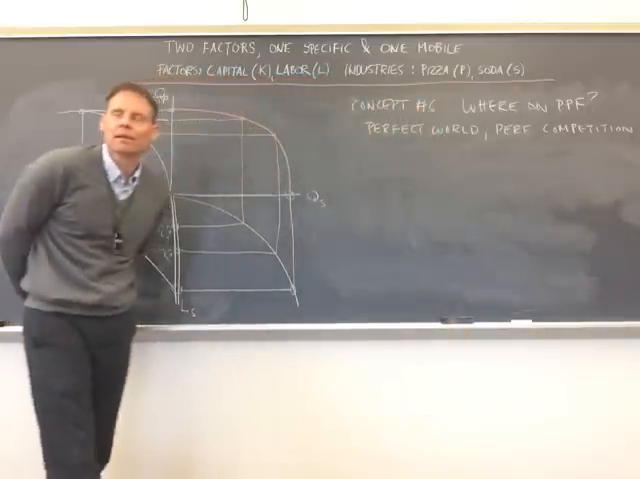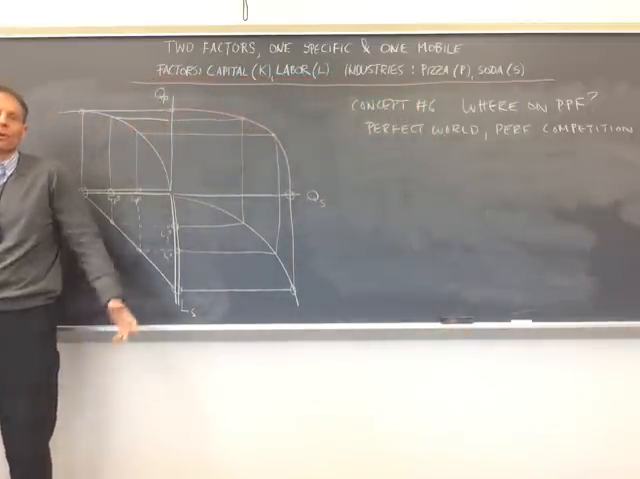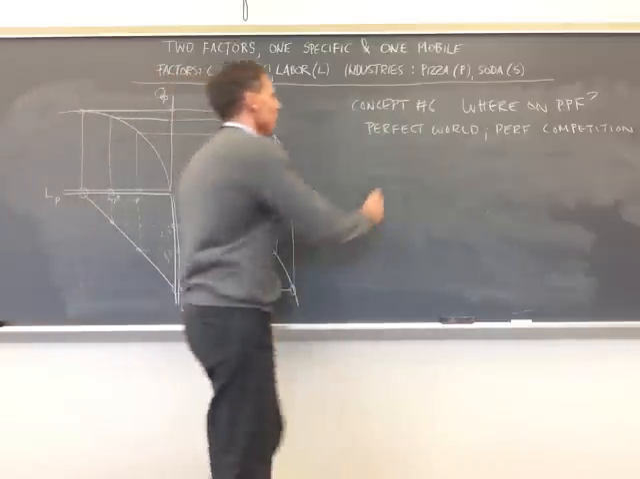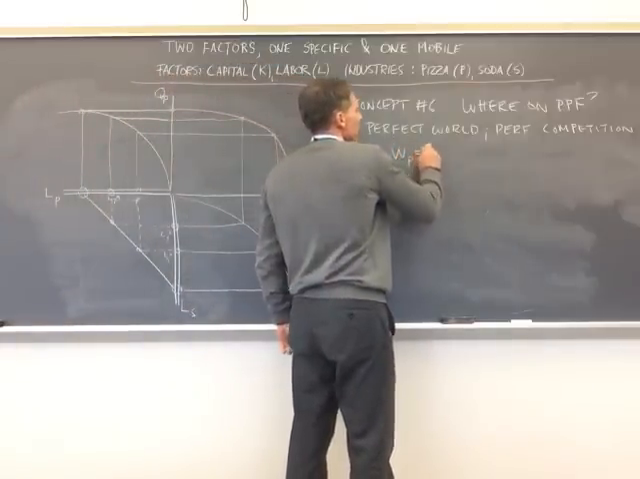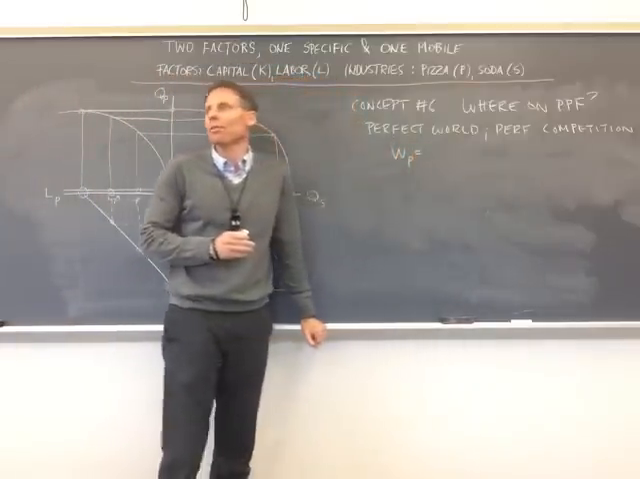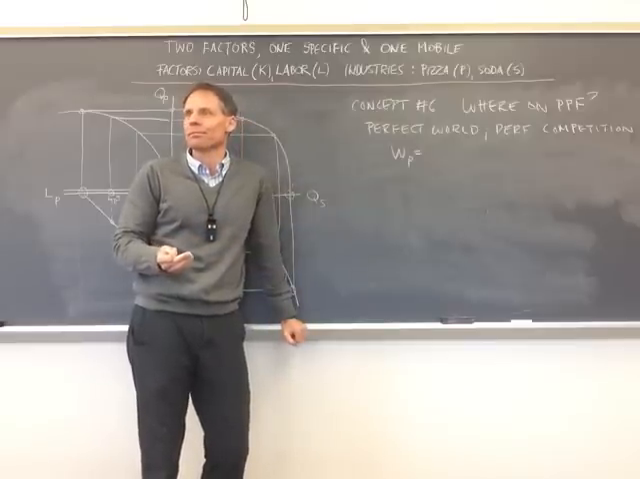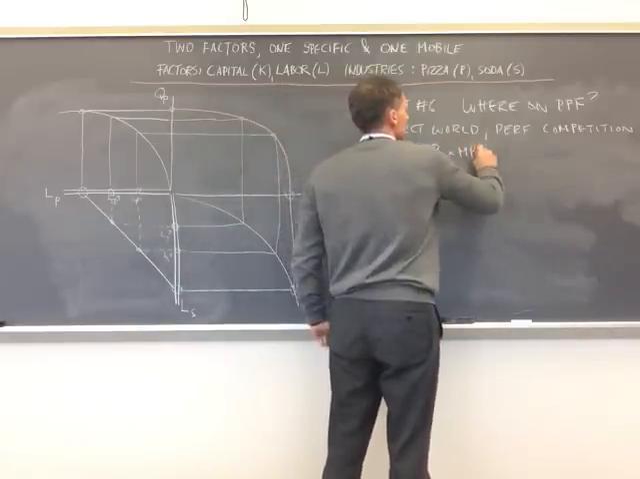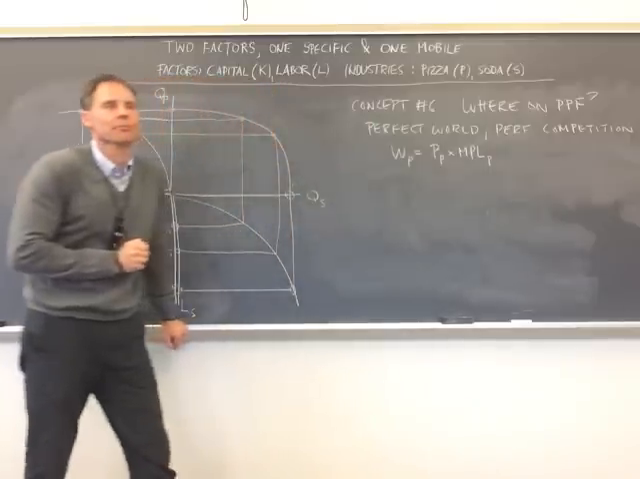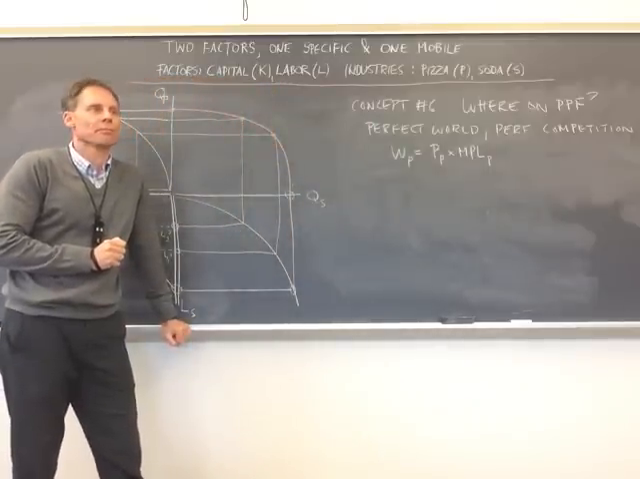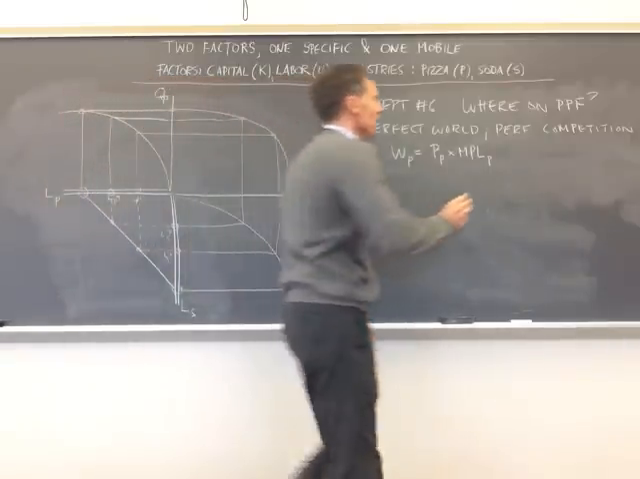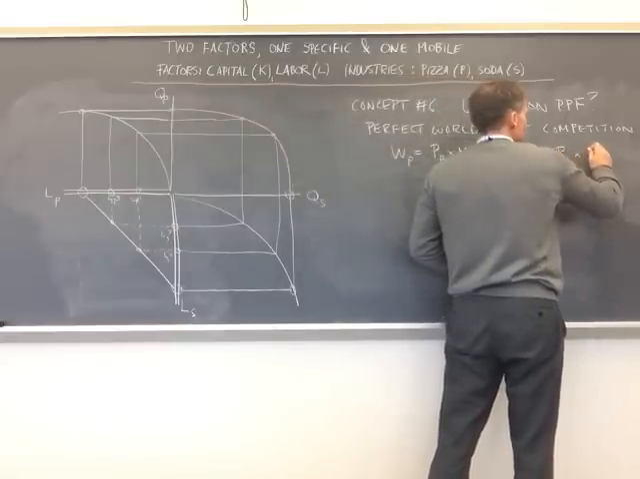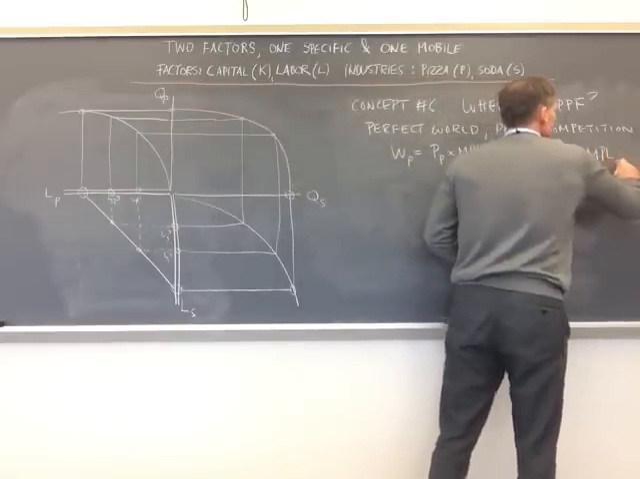competition. In a perfectly competitive world, where all markets are perfectly competitive, we know that a worker in the pizza industry is going to be paid the value of her marginal product. And we also know that the worker in the soda industry is going to be paid the value of her marginal product.